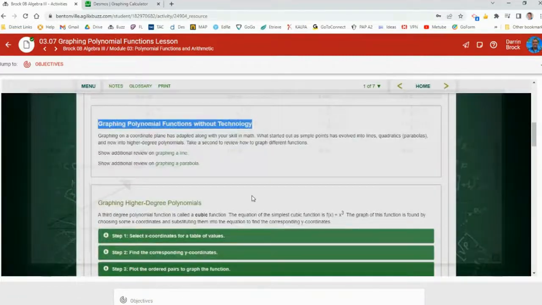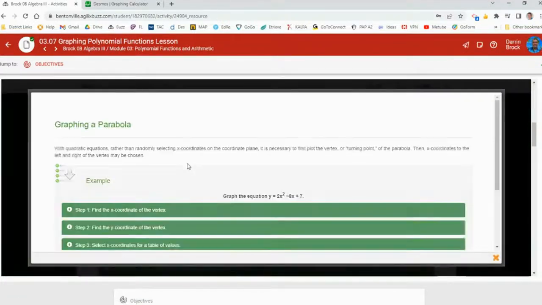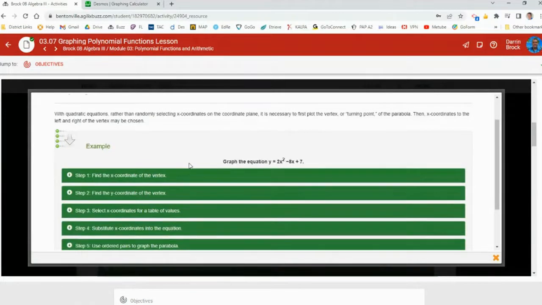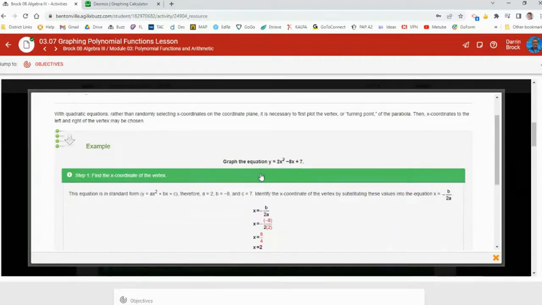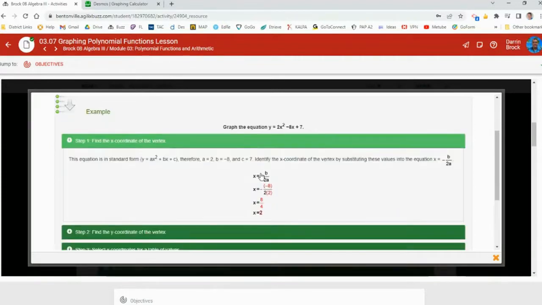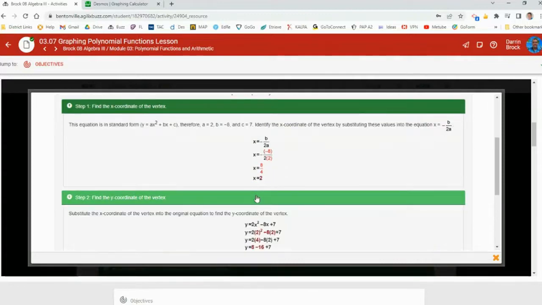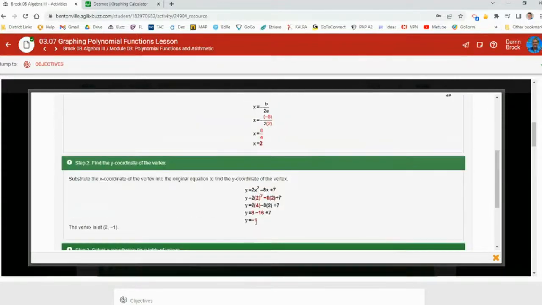Graphing a line. Look at a parabola. Here's y equals 2x squared minus 8x plus 7. We could graph that. Find the x coordinate of the vertex, right? Because we can do that with -b/2a. That gives us that the vertex is at x equals 2. We substitute that back into the equation, and that tells us y equals -1 when x equals 2. So that's the vertex. So we know where to put the vertex.